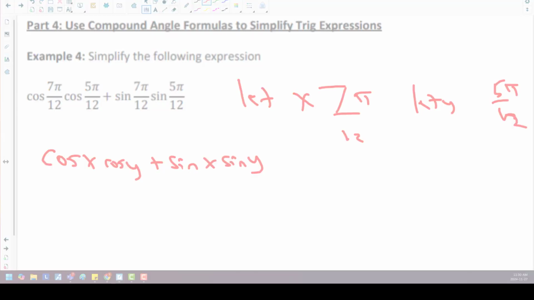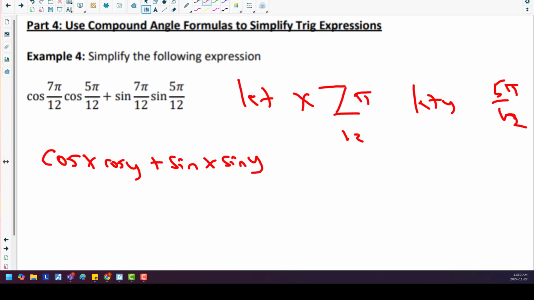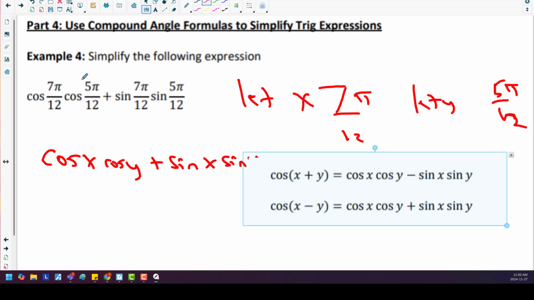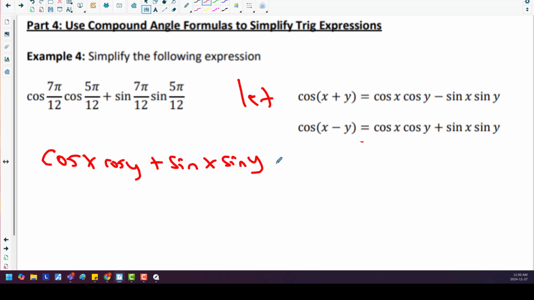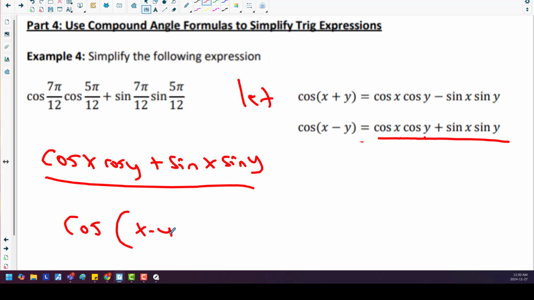I'll write this down. Let me see. The plus sign here. Did I get this right? No. Yeah, I got it right. This one. So this looks awfully like this. Cos x, cos y plus sin x, sin y. So that's the same thing as cos x minus y. So this is going to be cos bracket x minus y.